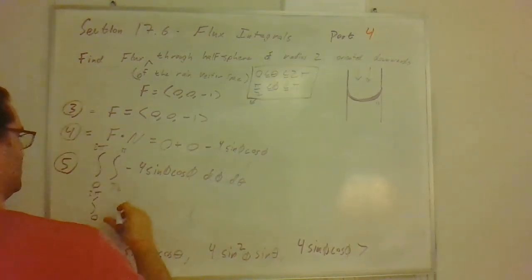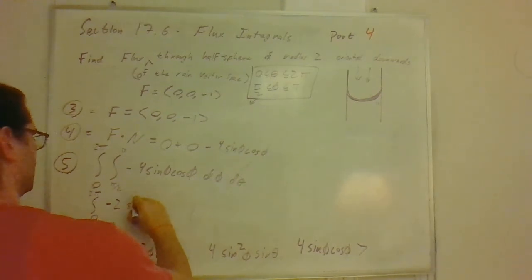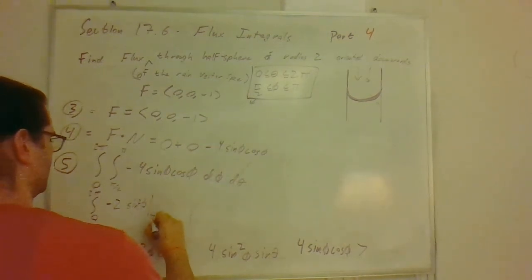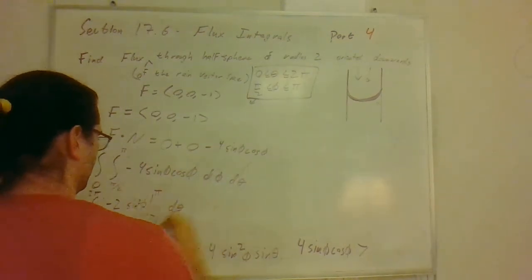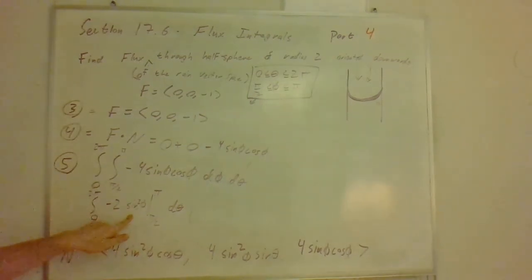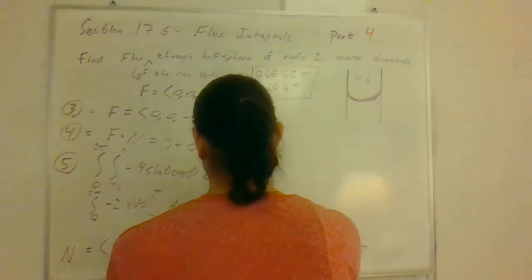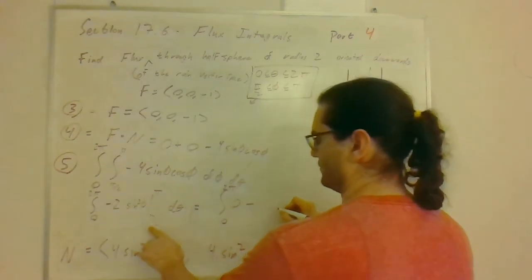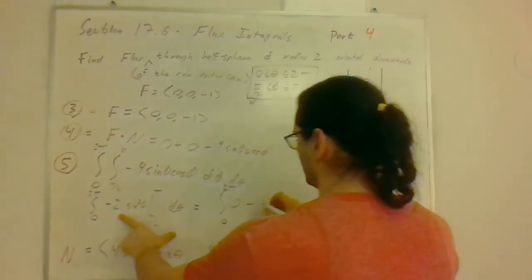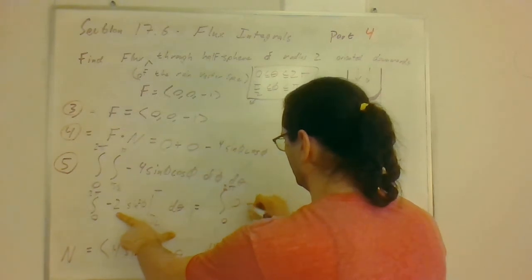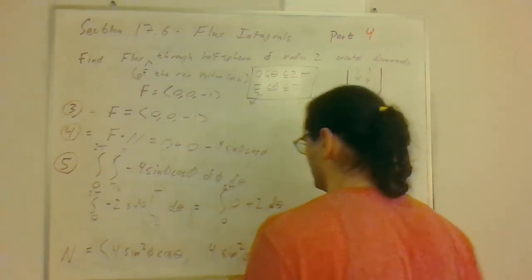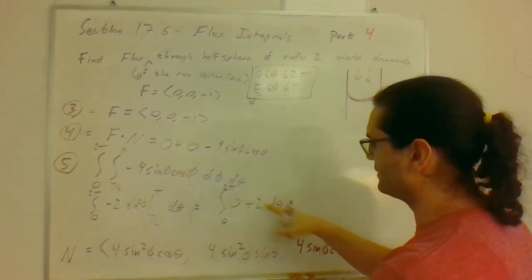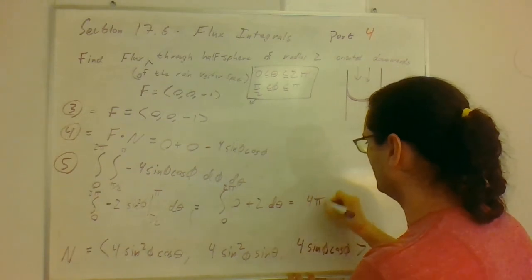0 to 2 pi, negative 2 sine squared phi, not from 0, from pi over 2 to pi, d theta. So when we evaluate this at pi, this evaluated at pi is 0, minus, when you evaluate this at pi over 2, that's 1. So 1 squared is 1, minus negative 2. So plus 2 d theta. And the integral of 2 d theta from 0 to 2 pi is 4 pi.